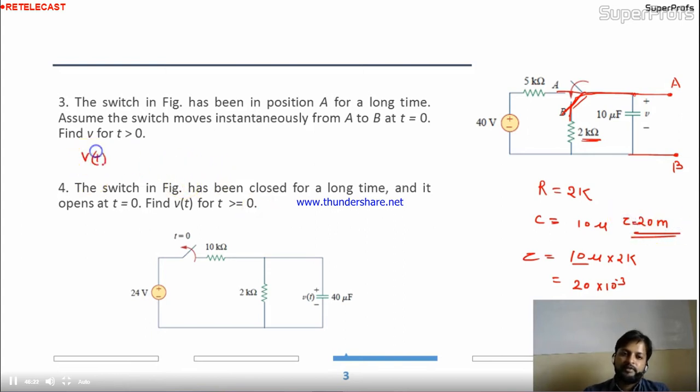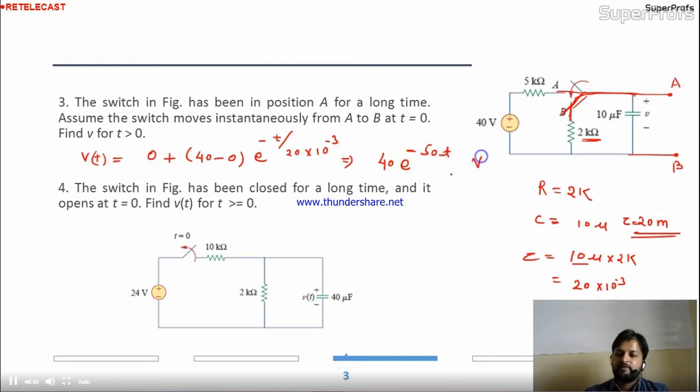So, Vt is nothing but V infinity, which you calculated, plus V at 0 minus V infinity, e to the power minus t by tau. Tau is 20 times 10 to the power minus 3. So this is nothing but 40 e to the power minus 50t volt. This is your answer. Okay. Now come to the fourth one.